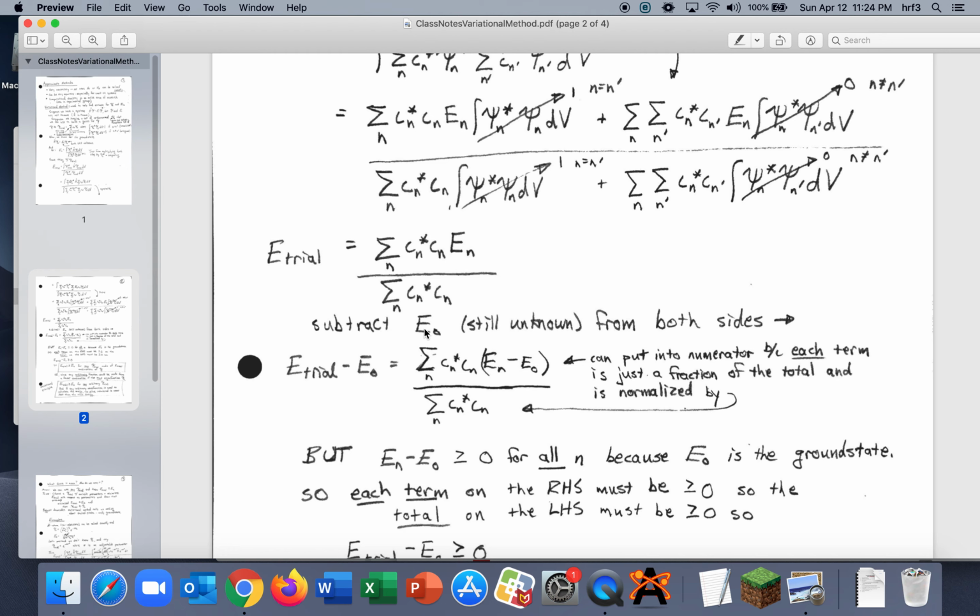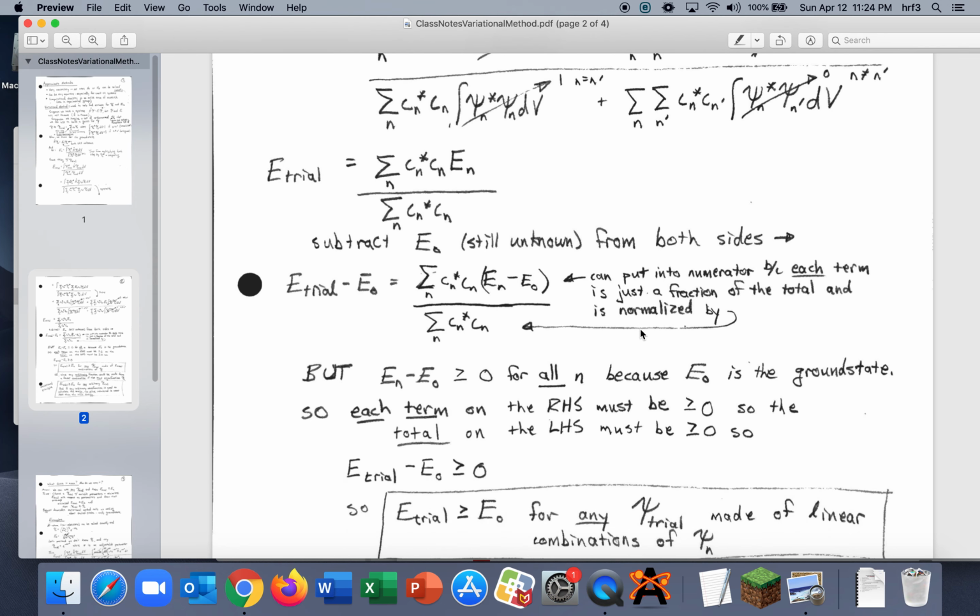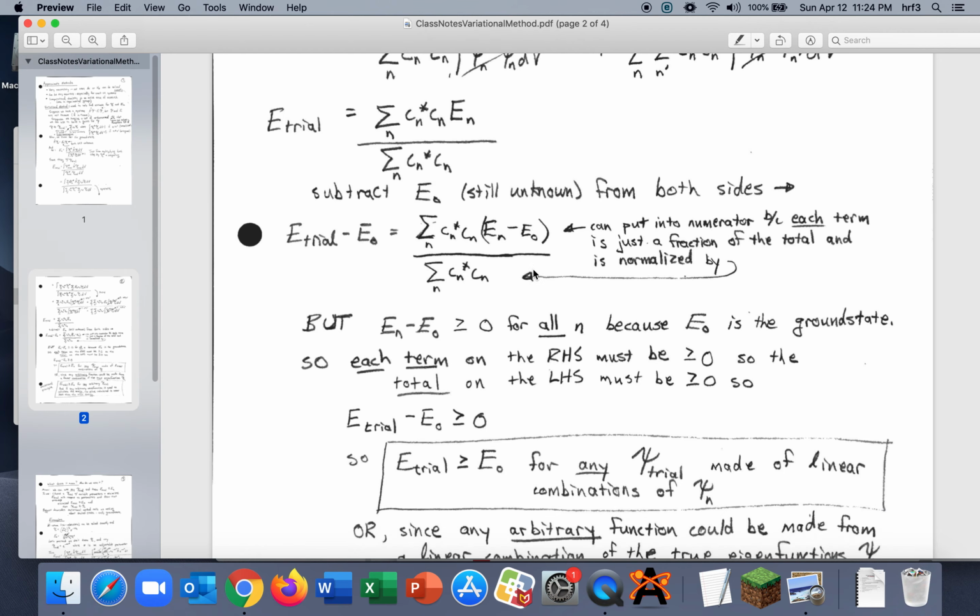What if we subtract E0? And I know this seems arbitrary and whimsical, but just let's stick with it for now. This is still unknown from both sides. Okay, so now we have an E0 for each of these terms in this sum. But now if you think of splitting this out, it's divided by the sum of all of those coefficients. So that's like your normalization. So each one of these in the numerator is just a fraction.